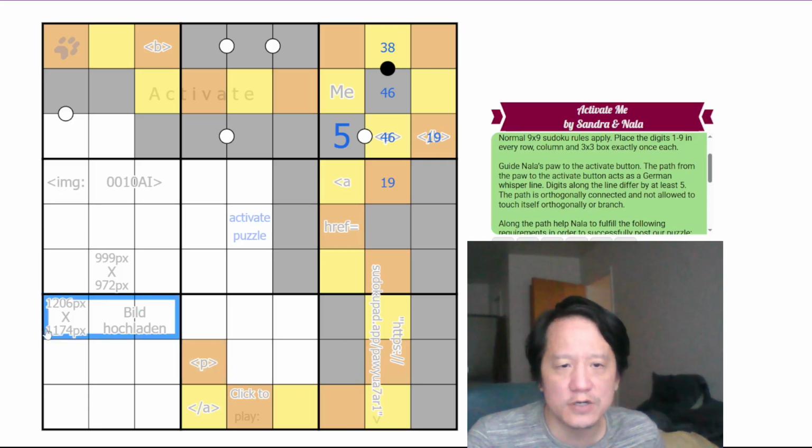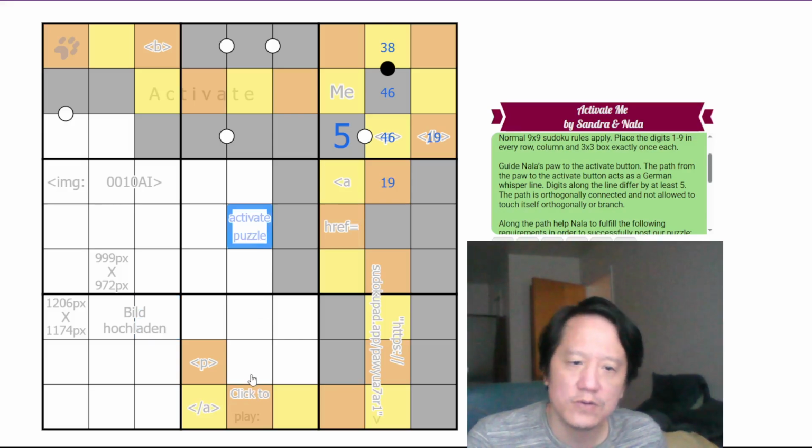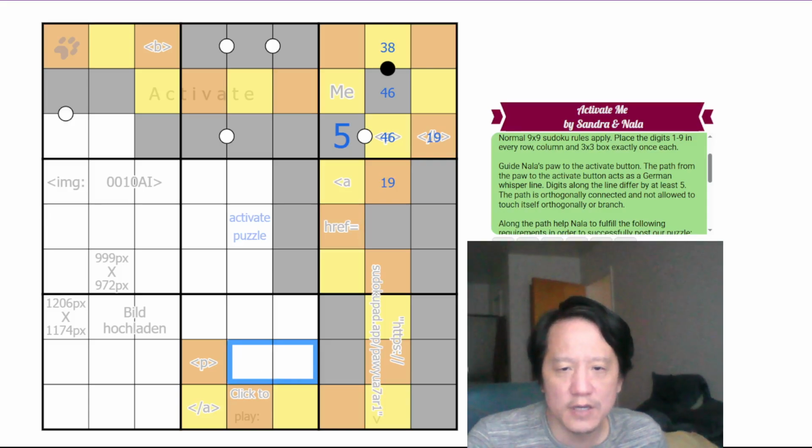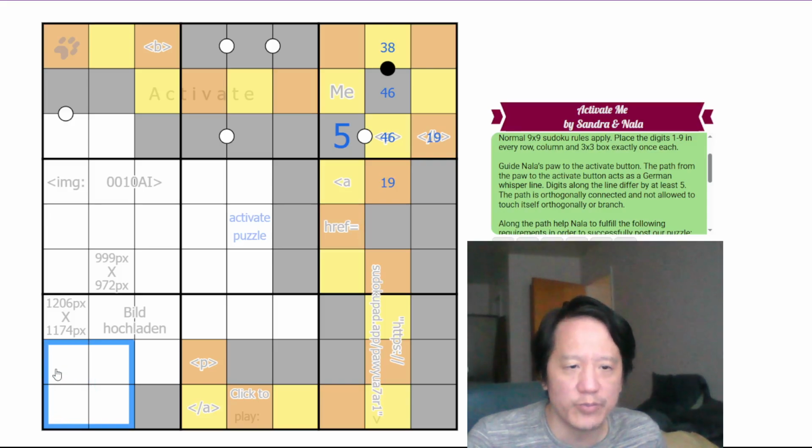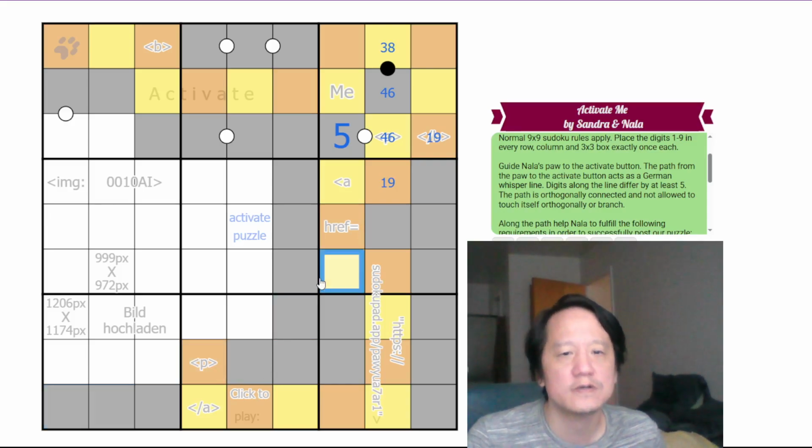I don't know what these are. We have to eventually get here. These can't be part of the path. This can't be either. We cannot go down here and back up here because that would be considered touching itself, so these can no longer be part of the path. Same with this.